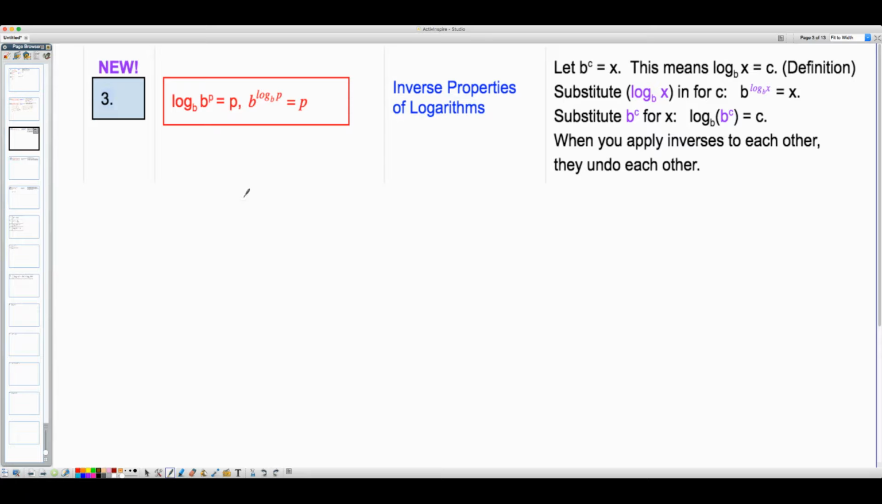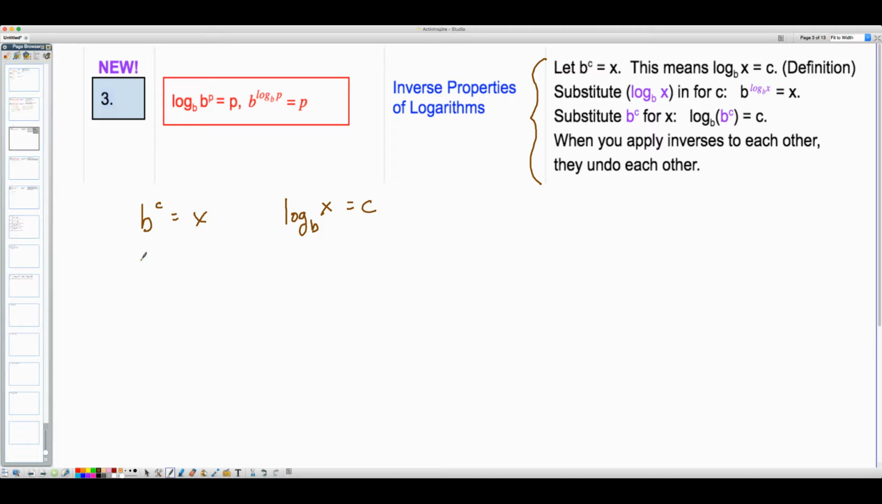This next property is the one I was going to show you. This is the inverse property of logs, and I explain it over here. I'm going to explain it again in this space. If we start with a base raised to a power, b to the c power, is equal to a number, x. We could also write this by its definition of the log: the log in base b of the number x is equal to c.